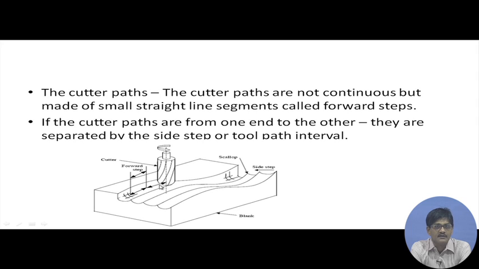Forward steps make the cutter path deviate from the actual curved path, and some form tolerance is defined which restricts the length of these forward step segments. We will have more detailed discussion on that. So, the cutter is shown, it is taking forward steps and moving along, but once the complete path is finished at the other end, it takes a side step which has been shown here.